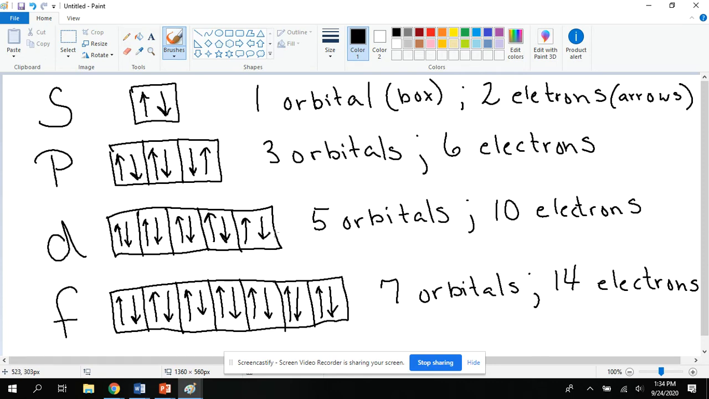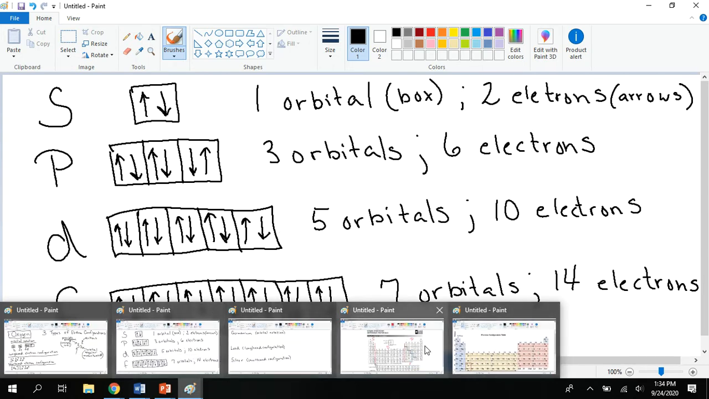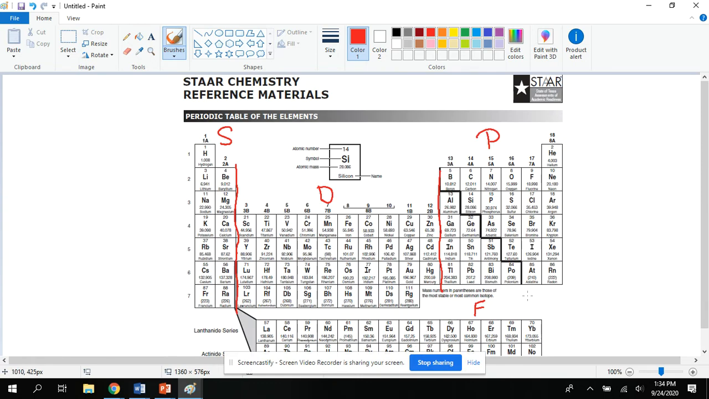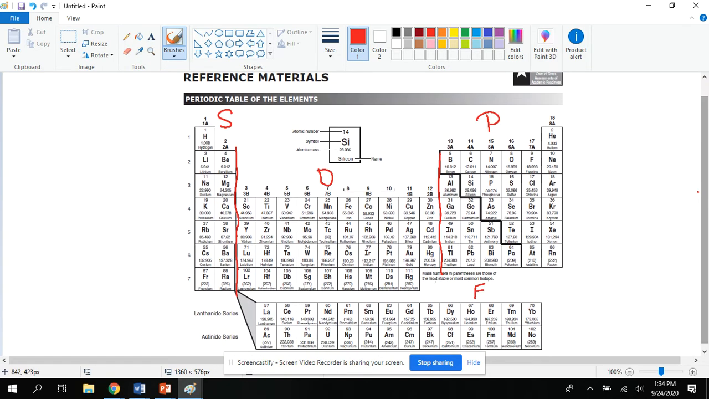Let's look at where these things are on the periodic table. I have 2 different ways to show you here. Your periodic table is divided up like this. These first 2 columns are going to be your S's. The middle is going to be your D. And the ones on the end over here that I've got marked are going to be your P's. The F are these 2 rows down here.